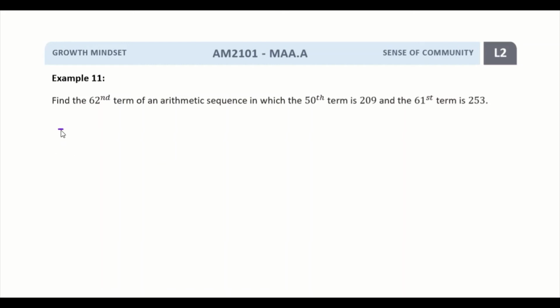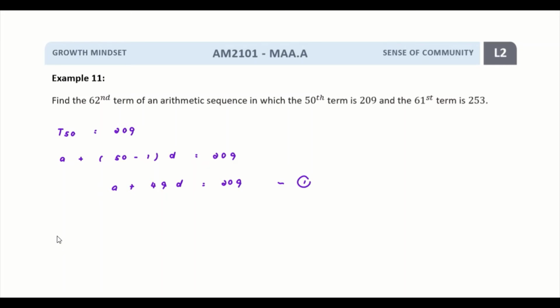So T50 is equal to 209. So that's a plus n minus 1 times d, right? So a plus, n minus 1 is 50 minus 1, d is equal to 209. So that gives us a plus 49d is equal to 209.